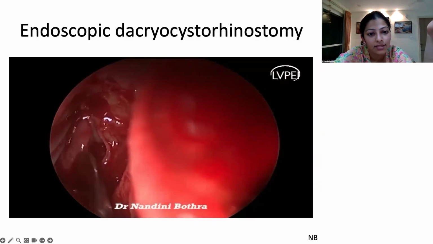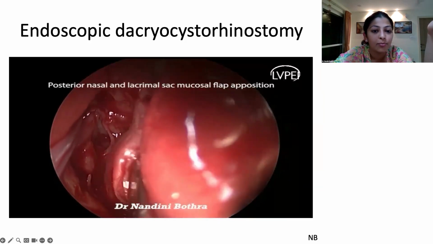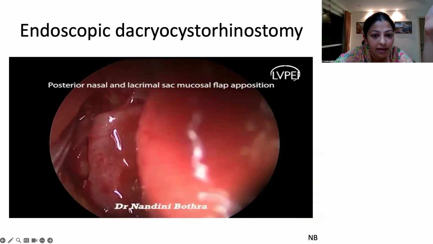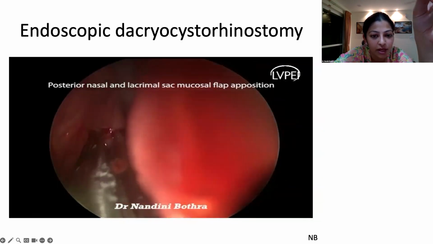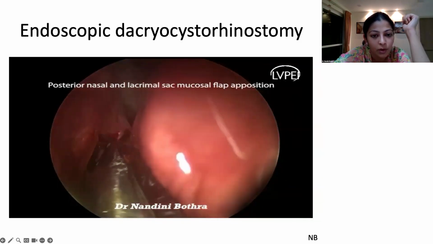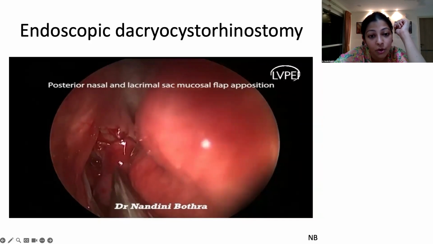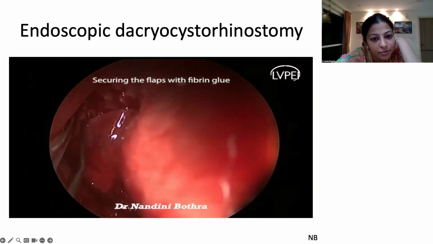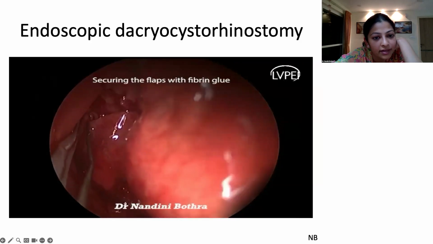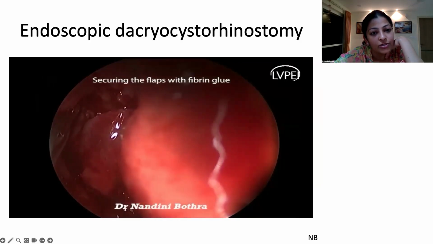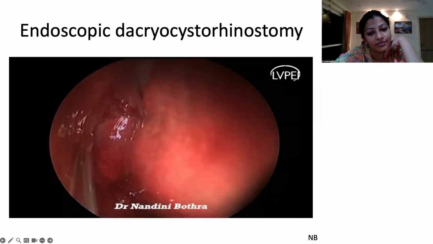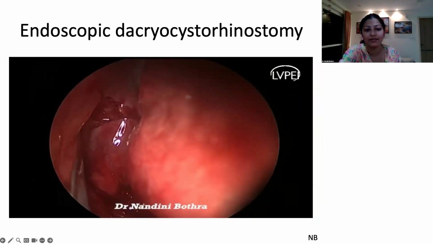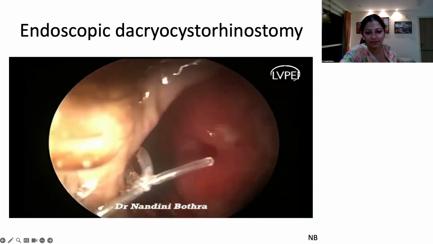So what we are going to do is push the flap behind, push our nasal flap, which we had reflected, behind again. Make sure that there is an edge-to-edge apposition. Once we achieve that apposition, what we use in our practice is fibrin glue. So you can see the posterior flaps are opposed to each other, and here I am putting in some glue so that it stays opposed. So that is the end of the surgery. Right. Next, please.